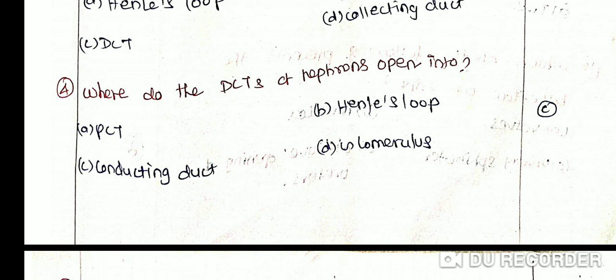The explanation. The ascending limb of Henle's loop continues into another highly coiled tubular region called distal convoluted tubule, DCT. The DCTs of many nephrons open into a straight tubule called collecting duct, many of which converge and open into the renal pelvis through medullary pyramid in the calyx. Next question.